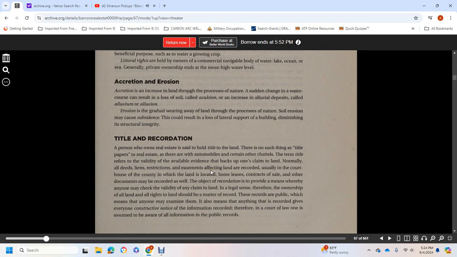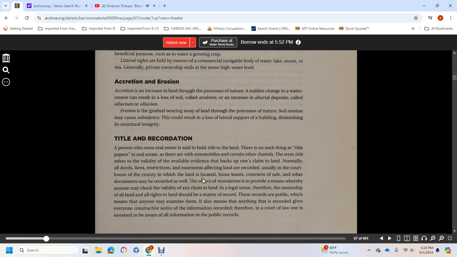Title recordation. A person who owns real estate is said to hold the title to the land. There is no such thing as title papers for real estate, but there are for automobiles and certain other chattels. The term title refers to validity, the available evidence to back one's claim to the land. Normally, all deeds, liens, restrictions, and easements affecting the land are recorded, usually in the courthouse for the county in which the land is located.